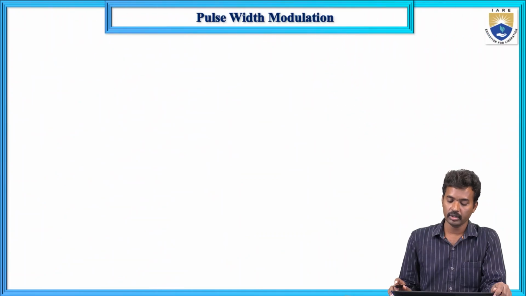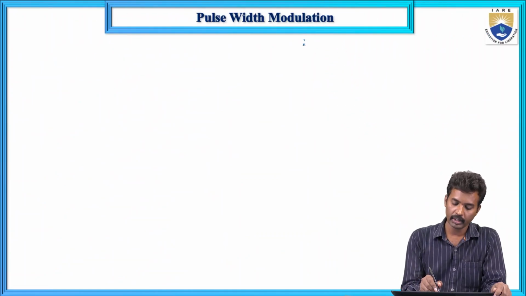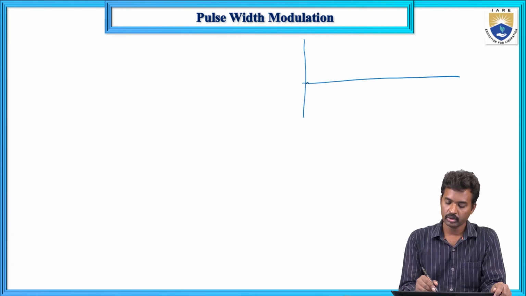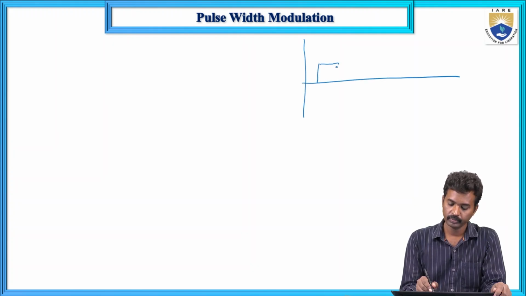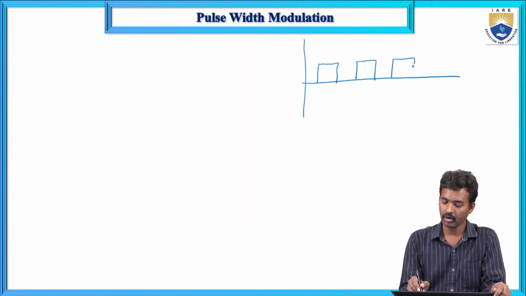Next, the determination of the space width. Let me draw the graph first. Here we have 3 pulses in the half cycle.